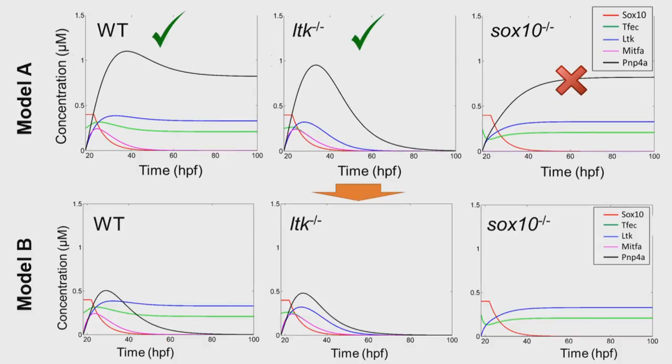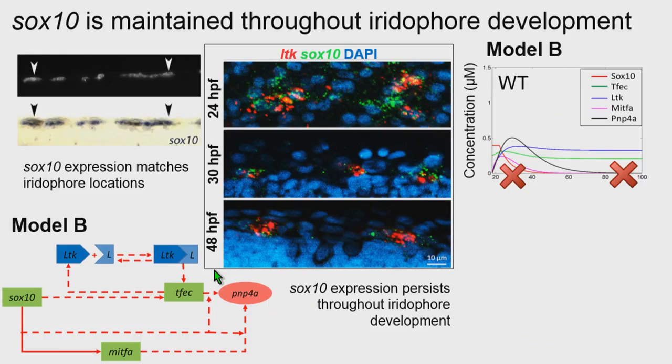And the predictions of this model are that both LTK mutant and SOX10 mutant simulations look biologically accurate. So here we find that PNP4A always stays downregulated. However, in the wild type, PNP4A is later turning off, and this is a direct consequence of SOX10, defined from the literature, also turning off. However, this is a biologically inaccurate prediction because PNP4A is a late iridophore marker. And so we look at SOX10 expression and how these dynamics progress in iridophore development.